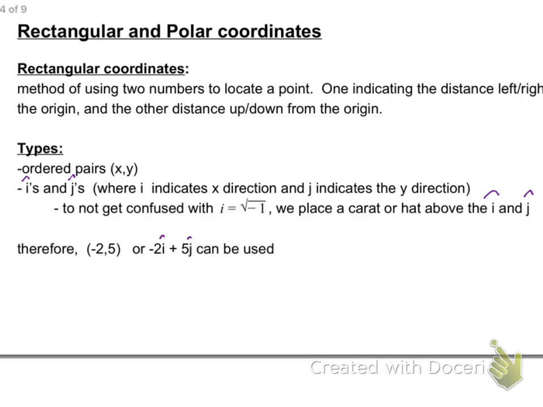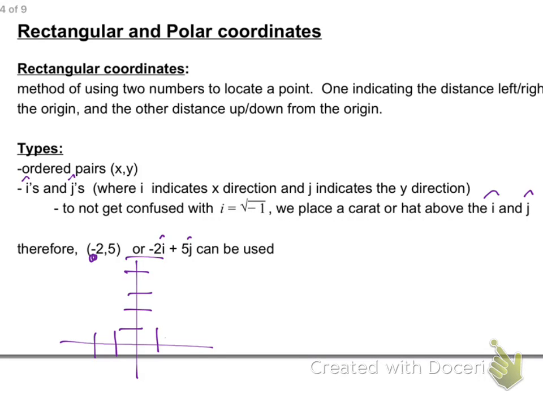Everyone should be able to graph that. So if I made this graph, you'd go 1, 2, 1, 2, 3, 4, 5. You would place a point there. Would you guys agree with this? That also can be represented by negative 2i plus 5j, or negative 2i hat plus 5j hat. That is also called rectangular form.